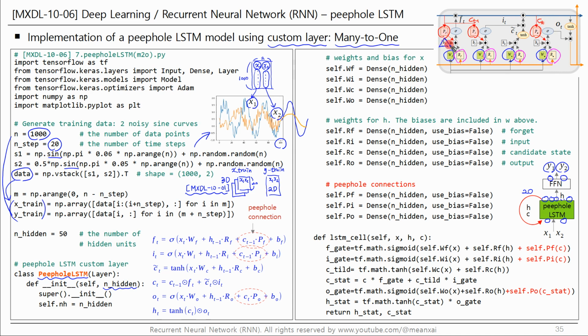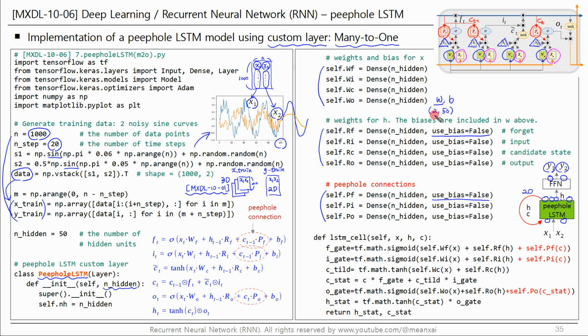And there are also 4 bias matrices. We use Keras' dense layer to generate 4 Ws and 4 biases. And we generate 4 Rs. The biases are included in the W above, so we don't generate them again here. And we create 3 matrices P for peephole connections. We don't use biases here either.